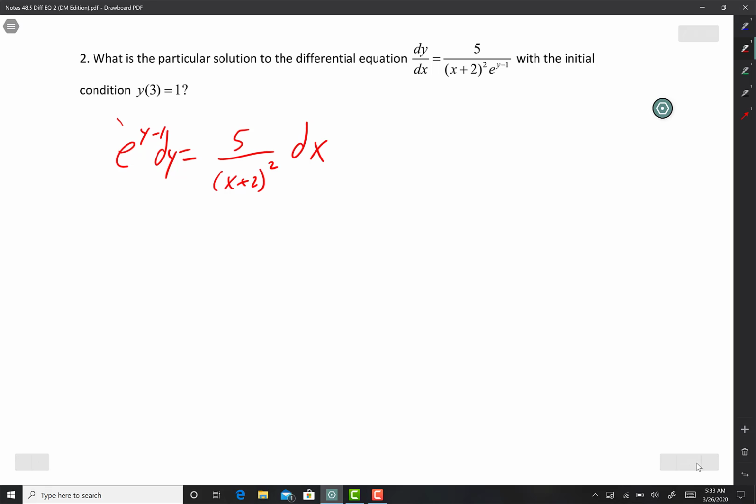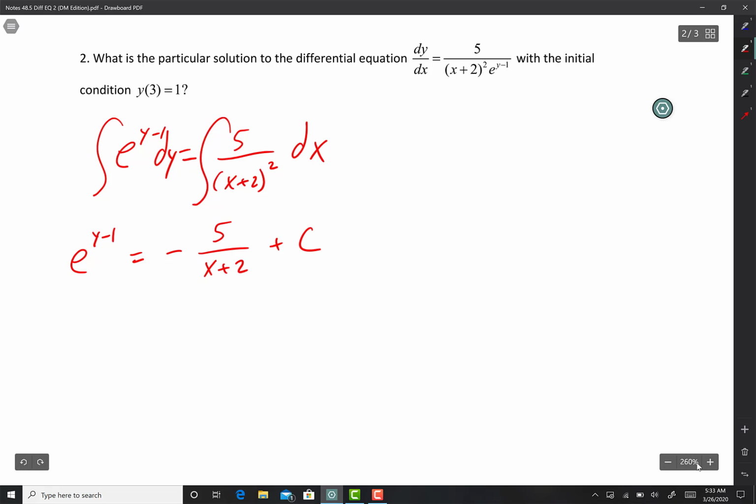And then we're going to integrate, so integral symbol. So there we go. So e to the y minus 1 with respect to y, the antiderivative of that is just e to the y minus 1, since the derivative of y with respect to y is 1. So there it is. Equals. And then this is just an x plus 2 linear combination, but it's to the power 2. So it's going to be negative 5 over x plus 2. And it's always going to look like that, guys. And then I'm going to put a plus c.